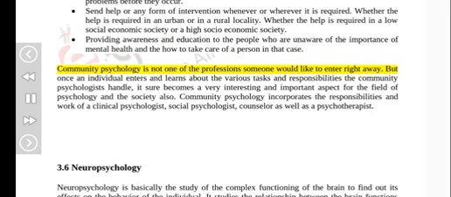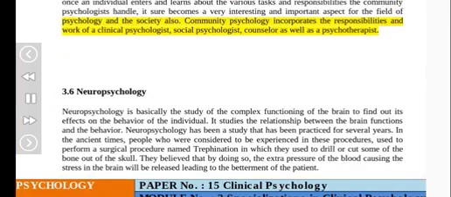Community psychology is not one of the professions someone would like to enter right away. But once an individual enters and learns about the various tasks and responsibilities the community psychologists handle, it sure becomes a very interesting and important aspect for the field of psychology and the society also. Community psychology incorporates the responsibilities and work of a clinical psychologist, social psychologist, counselor as well as a psychotherapist.